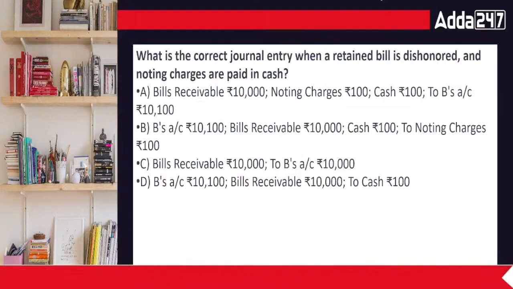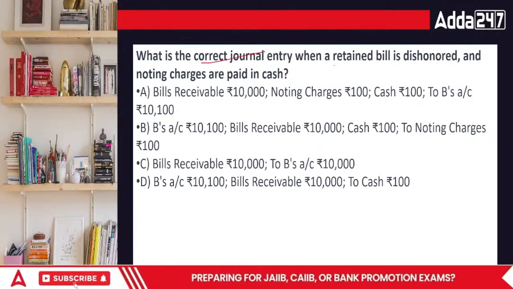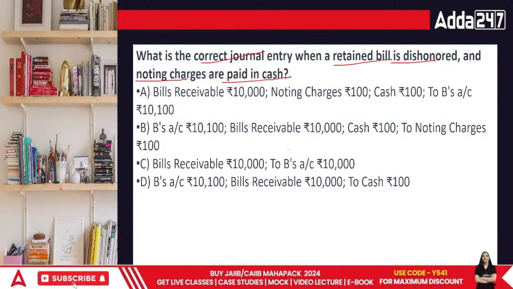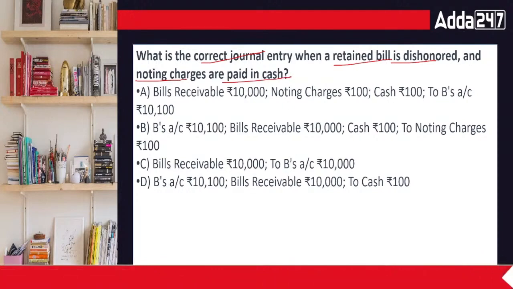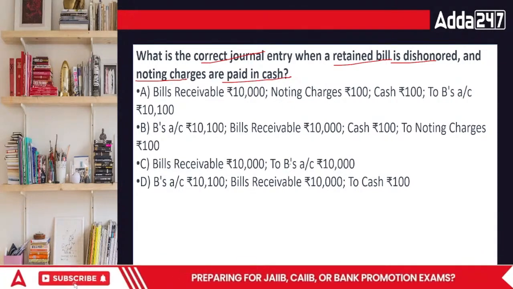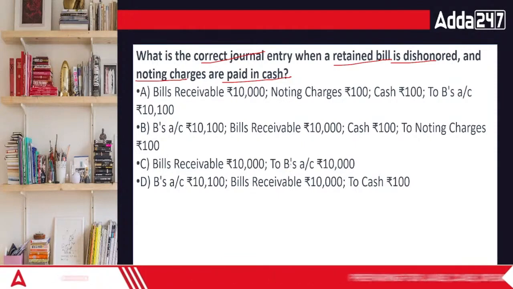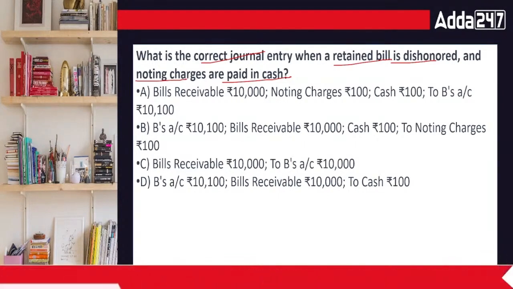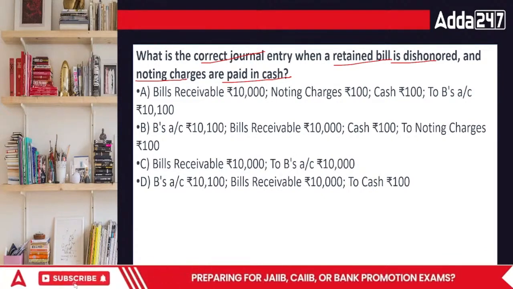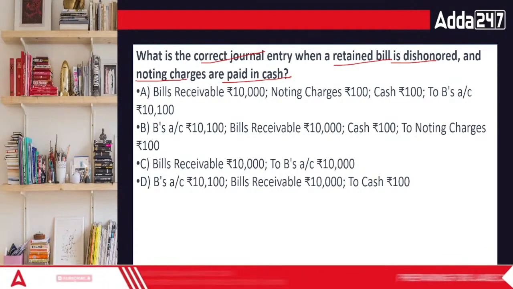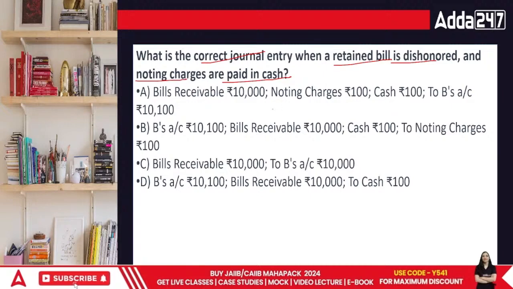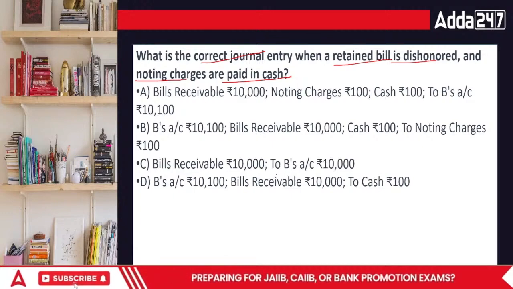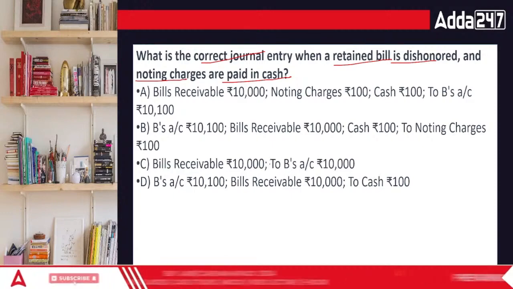Now comes the next question. What is the correct journal entry when the retained bill is dishonored and the noting charges are paid in cash? If your retained bill is dishonored, the bill that you are holding is dishonored, so what will happen? First of all, you will have to pay the noting charges, and then whosoever is the debtor, you will be yelling at him that what you gave was not correct, because the particular person didn't pay and you don't have the money. That simply means in this case the organization is going to make the arrangement through the notary that the bill that we kept with us has been dishonored.